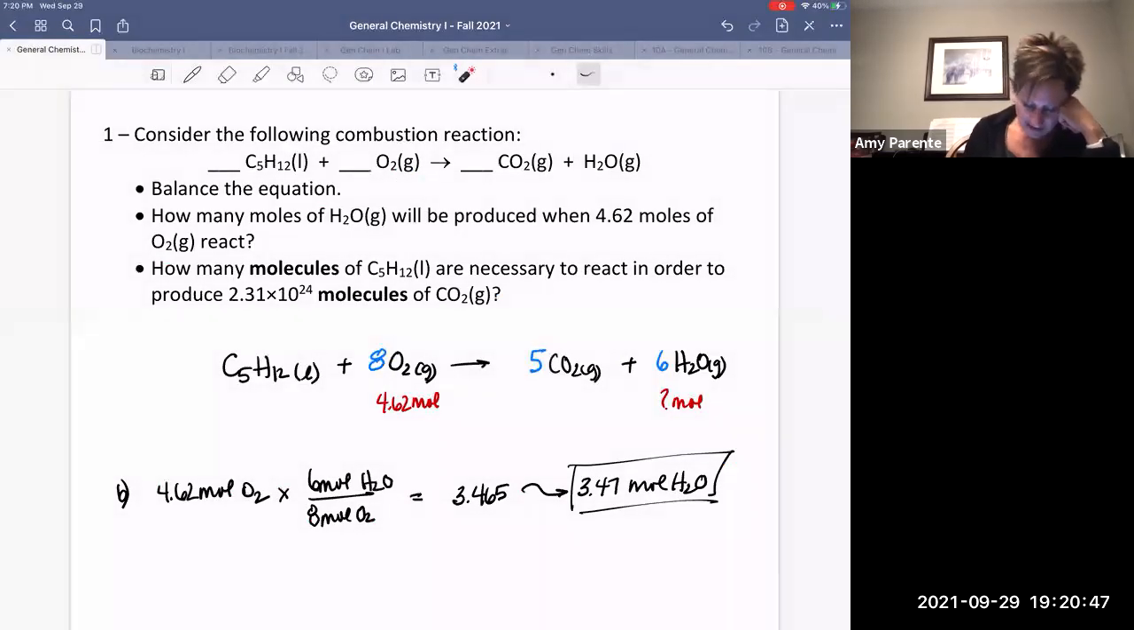So let's go back here. In this case, we use our balanced chemical equation and the coefficients from that equation to change who we're talking about. So if we've got 4.62 moles of oxygen, we're going to make 3.47 moles of water. Okay, any questions on that one, Courtney?